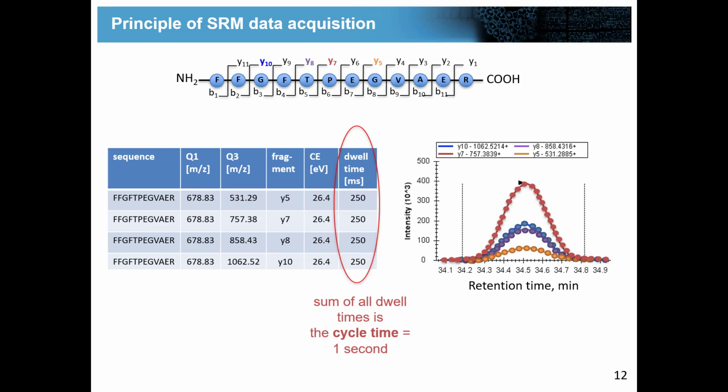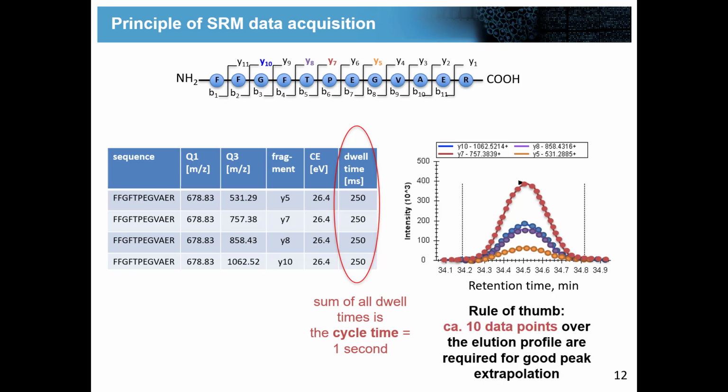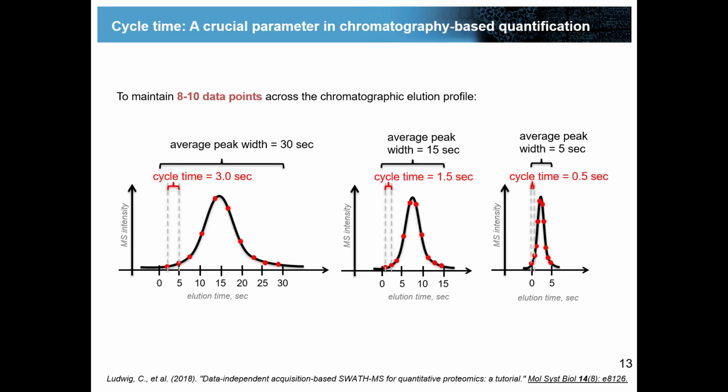And keeping this in mind, I think it also becomes very clear that if you want to do good quantitation, if you want to extrapolate a true peak shape, it is very important that you sample the elution profile of a peptide frequently enough so that the software can really extrapolate the true peak shape. And the rule of thumb that people try to work with is to use a method that provides you roughly at least 10 data points over the elution profile, because then a software algorithm can more or less nicely extrapolate the peak shape. And this is shown here.